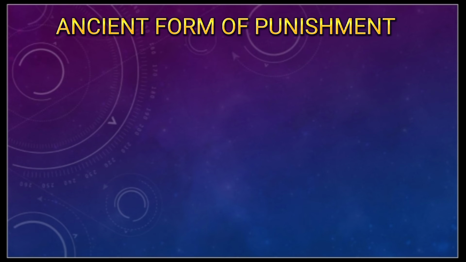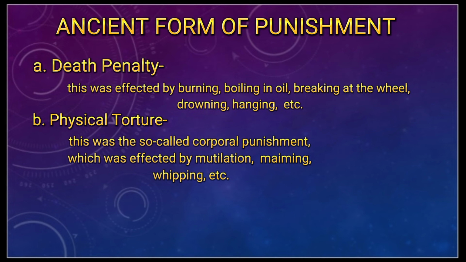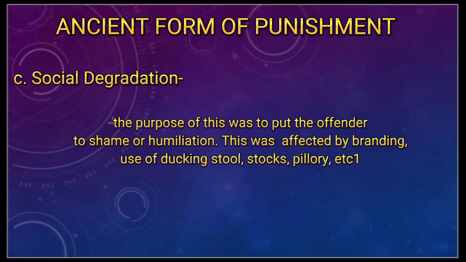Ancient forms of punishment. A. Death penalty. This was effected by burning, boiling in oil, breaking at the wheel, drowning, hanging, etc. B. Physical torture. This was the so-called corporal punishment, which was effected by mutilation, maiming, whipping, etc. C. Social degradation. The purpose of this was to put the offender to shame or humiliation. This was effected by branding, use of the ducking stool, stocks, pillory, etc.